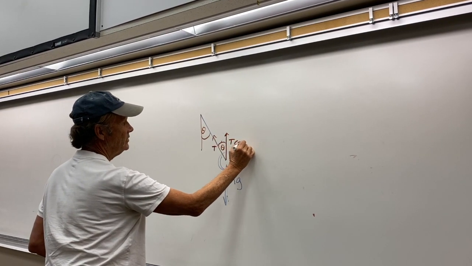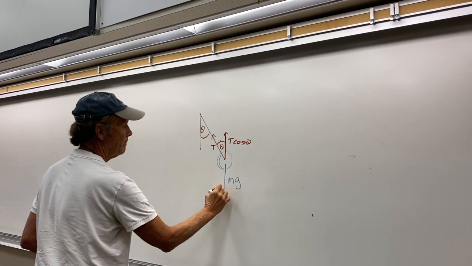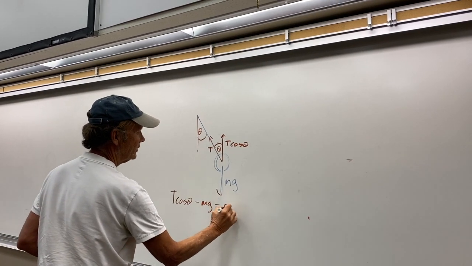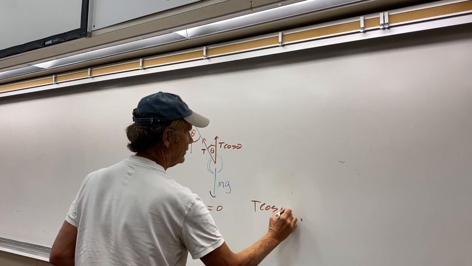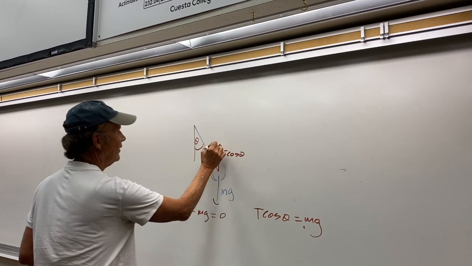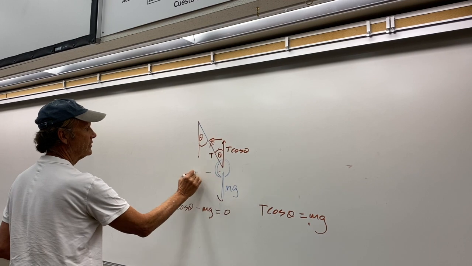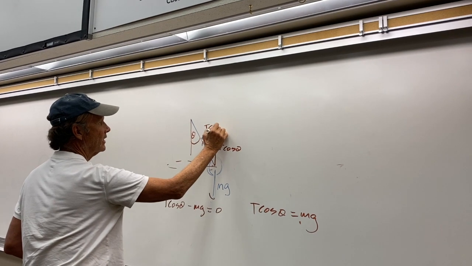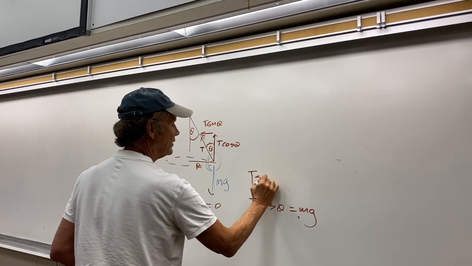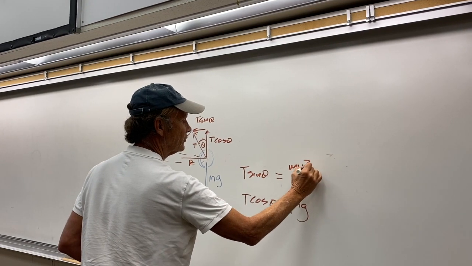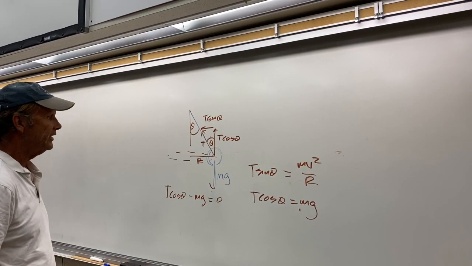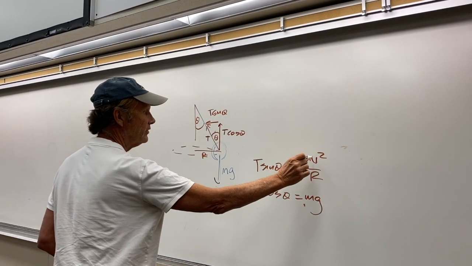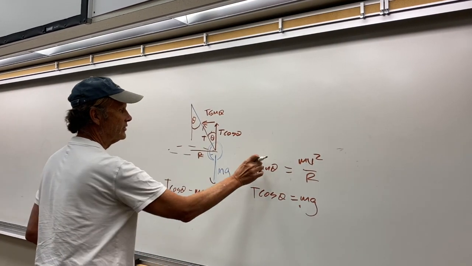So that we have T cosine theta balancing out mg: T cosine theta minus mg equals 0, or T cosine theta equals mg. And then the component that acts toward the center of spin, where this radius here is r, is going to be T sine theta. You have T sine theta equals mv squared over r. Okay, so those are our two equations and two unknowns. The unknowns are the velocity and the tension in the string.